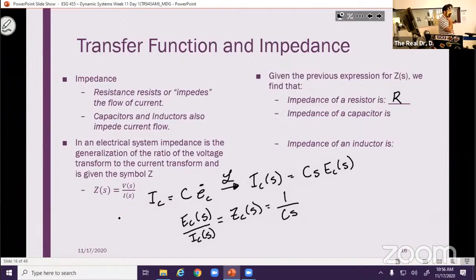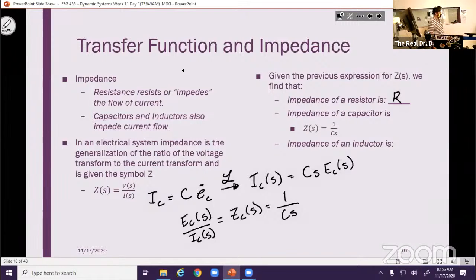So the impedance, essentially, what are we doing? We are taking these things in the time domain and we're normalizing them by basically using Ohm's law. And so we say that the impedance, the amount of current being impeded in this system, is 1 over CS.